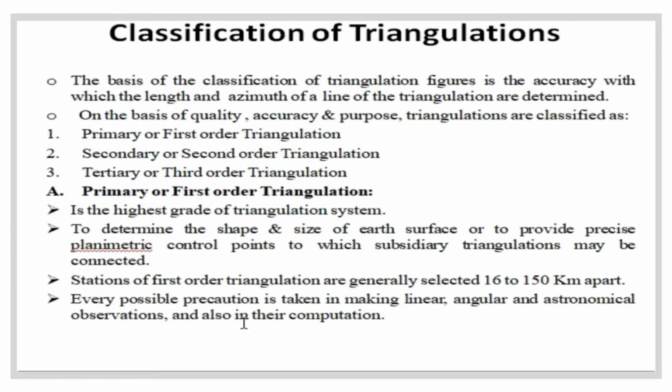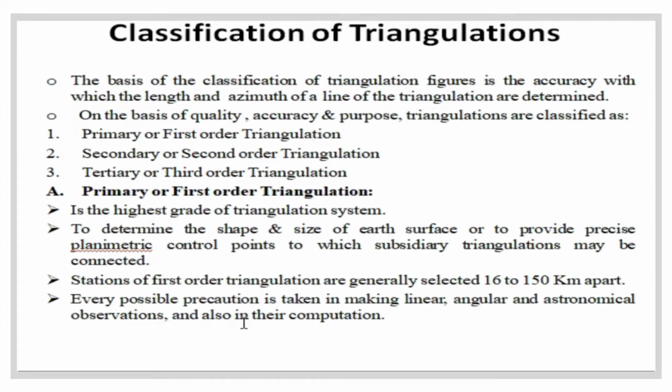Then we have the classification of triangulations. The basis of the classification of triangulation figures is the accuracy with which the length and azimuth of a line of a triangulation are determined. On the basis of quality, accuracy, and purpose, triangulations are classified as number 1, primary or first-order triangulation. Number 2, secondary or second-order triangulation. Number 3, tertiary or third-order triangulation.